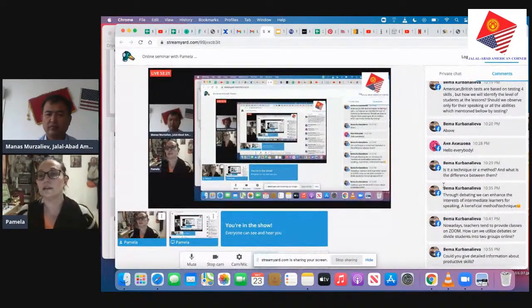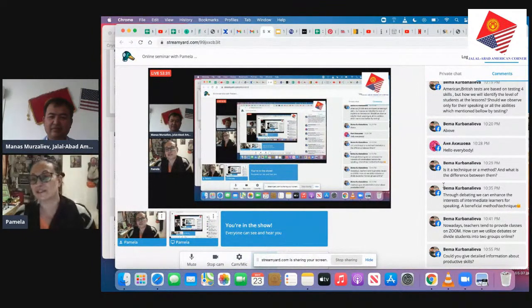Differentiated learning could be called a technique or a method. There's not really a difference. We have so many different synonyms in English. It's pretty much the same.